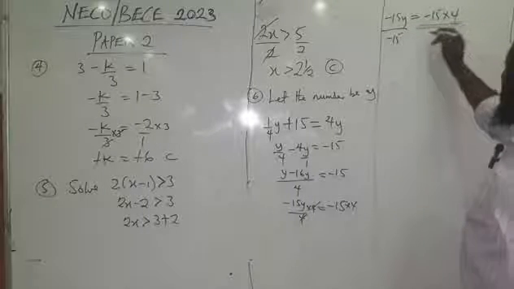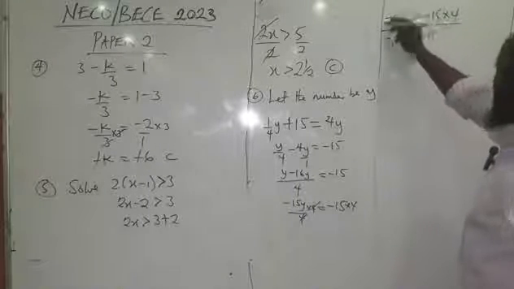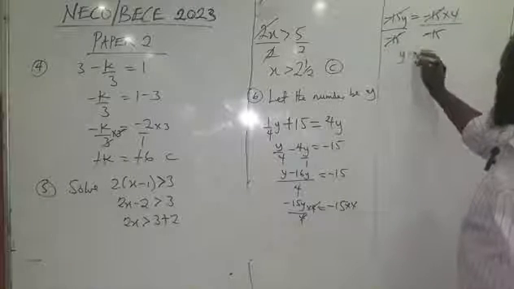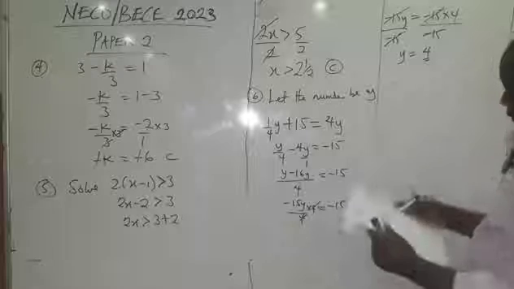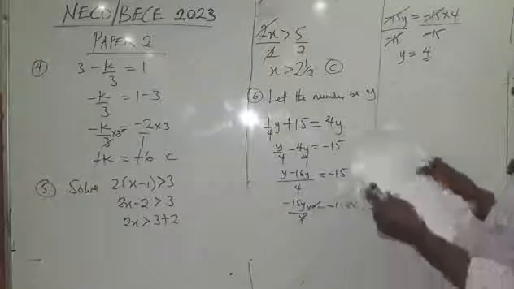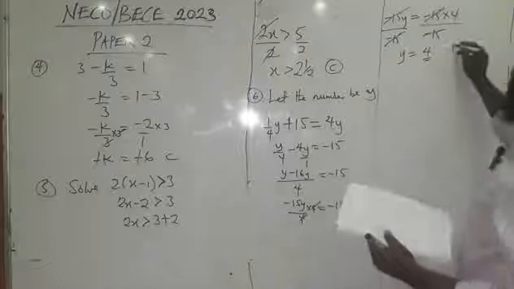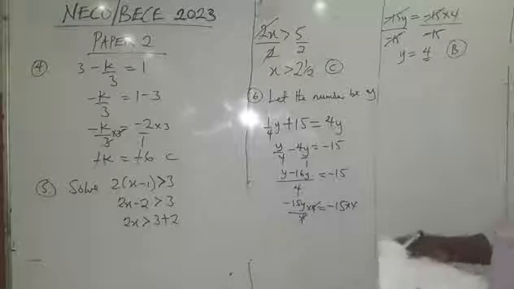Minus 15 minus what? 15. This cancels this, this cancels this. So y equals what? 4. So that is option B. Option B. I hope this is clear.